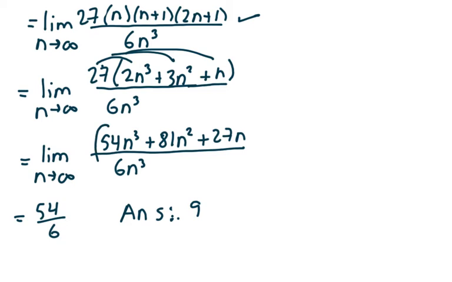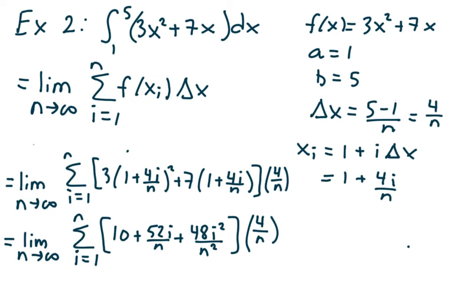But notice how we have matching degrees. And so when n gets large, you're just looking at the ratio of those coefficients. So I end up with 54 over 6. And 54 over 6 is 9, and that would be the answer to the first question.